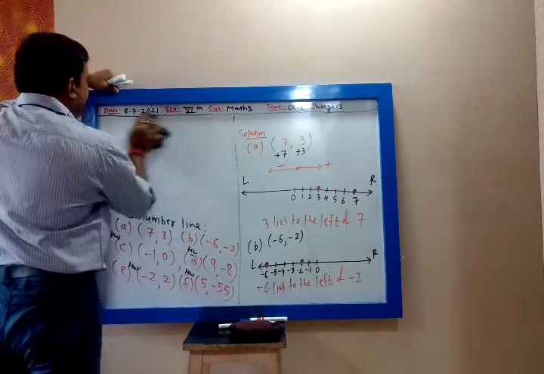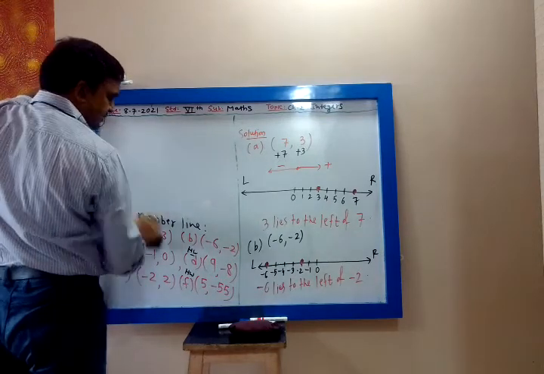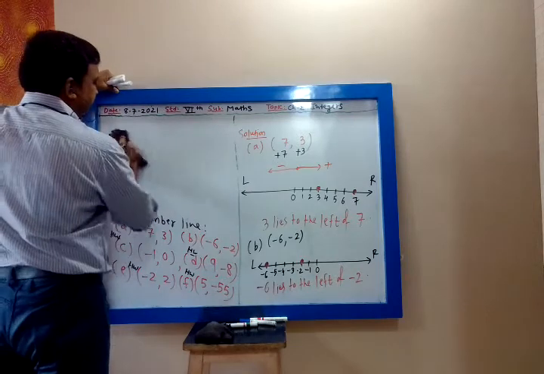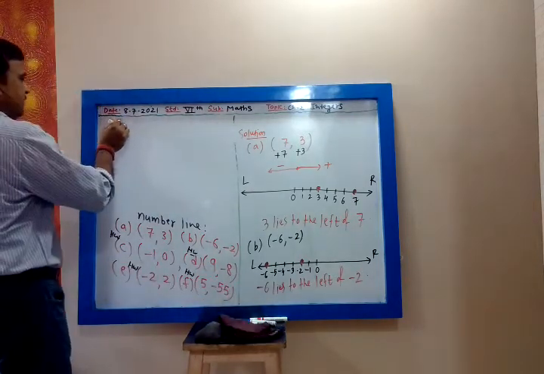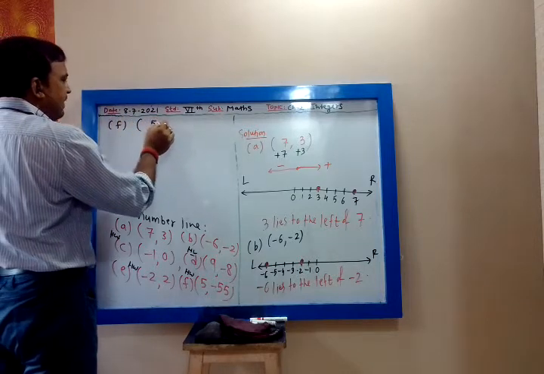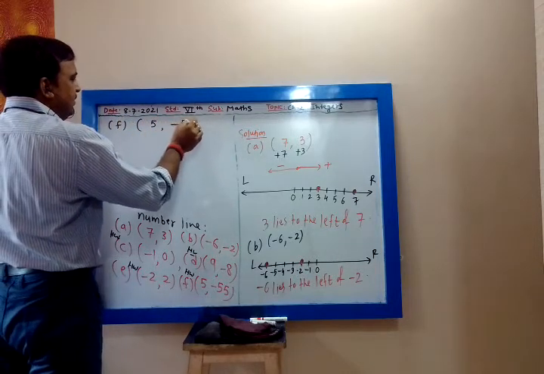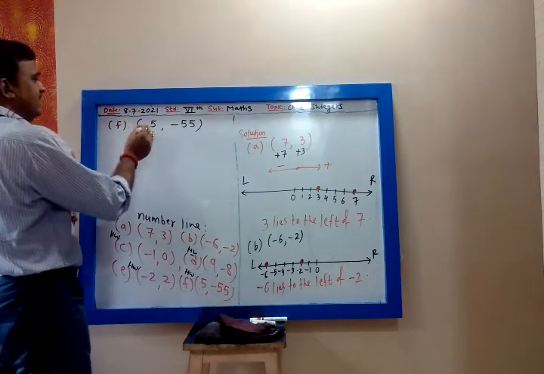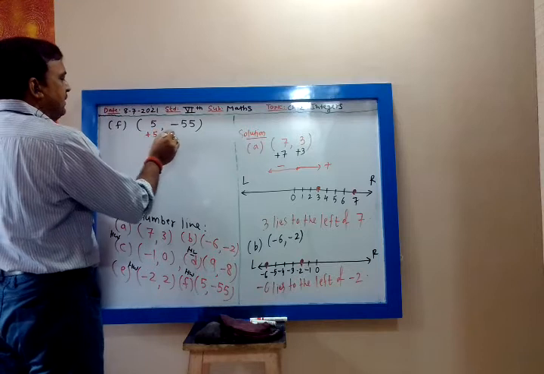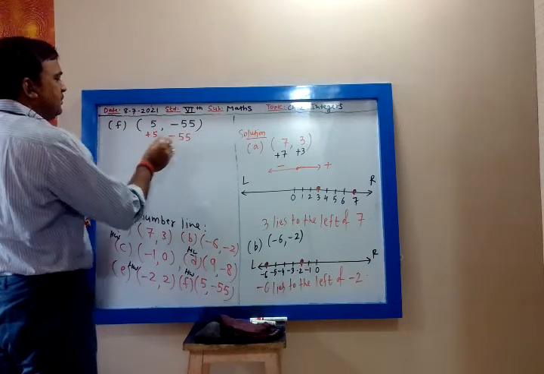It is 5 and -55. C, D, E, F homework. Let's do F: 5 comma -55. 5 means there is no sign, and no sign means it is a plus sign. So +5 and -55. One is positive, the other is negative.